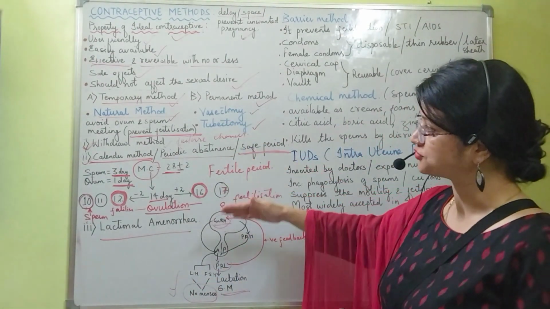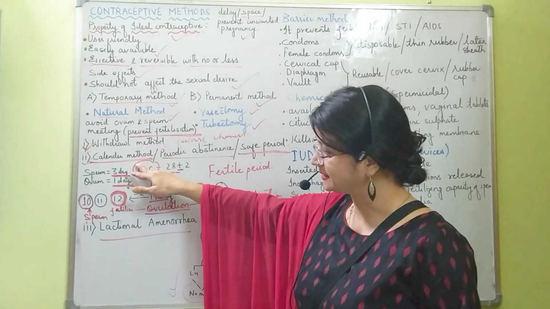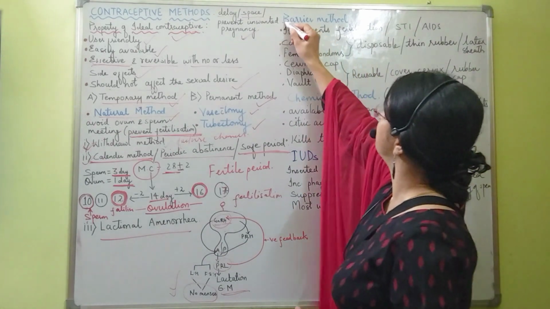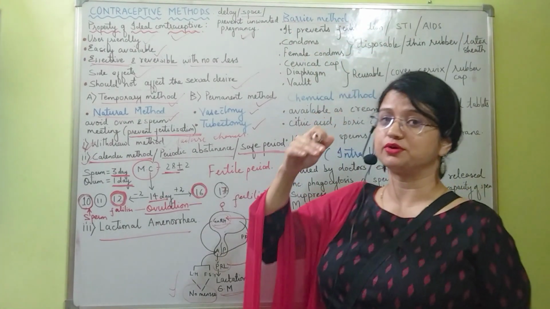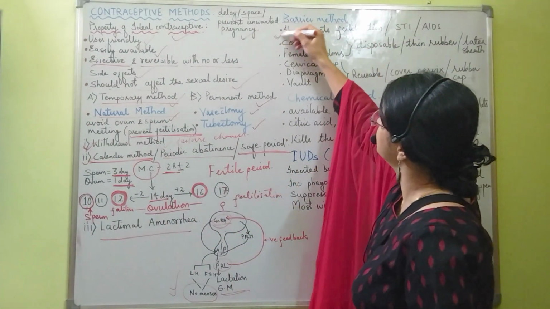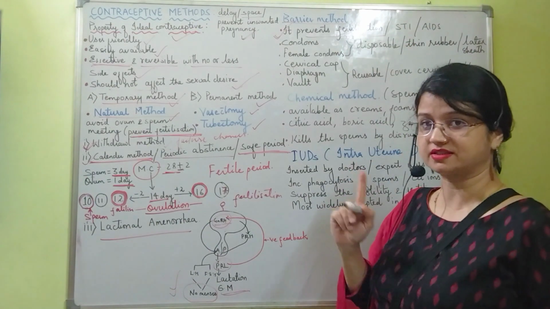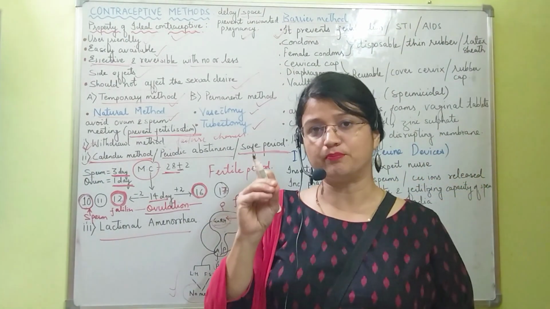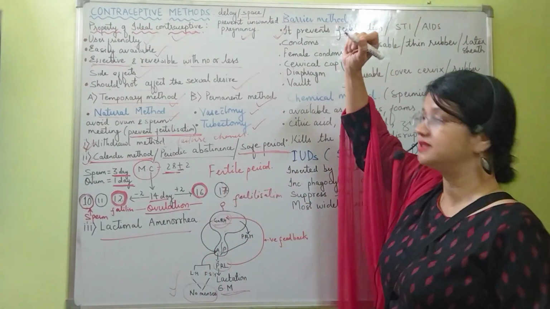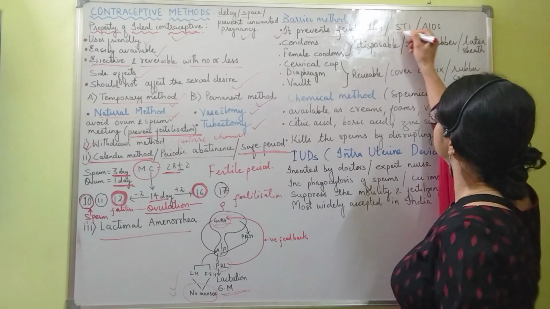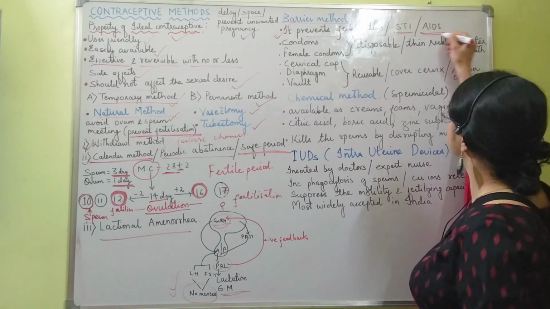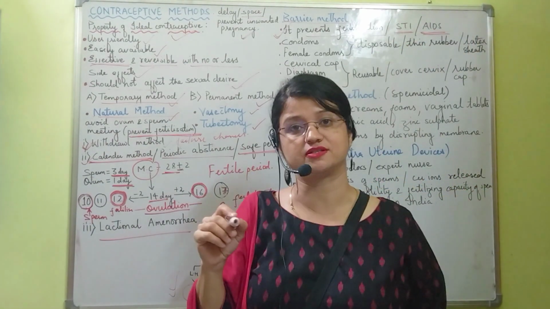So all these are the natural methods: withdrawal method, calendar method, and lactational amenorrhea. Clear? Now the next method is the barrier method. Here some barrier is used to prevent fertilization. The principle is that it prevents fertilization, first thing. But this is a very important, very effective contraceptive method, because besides preventing fertilization, it also prevents STI, that is sexually transmitted infection, and it also prevents AIDS, acquired immunodeficiency syndrome.